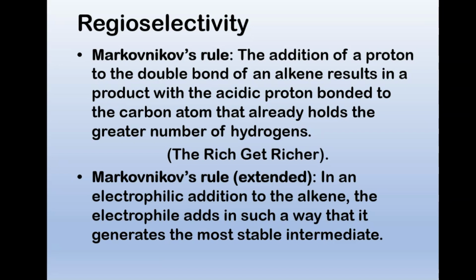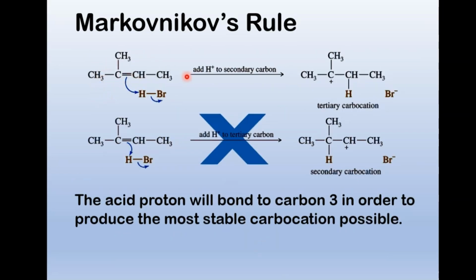Rich get richer. What is the basis behind Markovnikov's rule? In electrophilic addition to the alkene, the electrophile adds in such a way that it generates the most stable intermediate. And what is the intermediate? Right, a carbocation. Carbocation stability. So this looks very similar to what's on the whiteboard. We'll throw the whiteboard up there in a second. This hydrogen could go to this carbon, or it could go to that carbon.